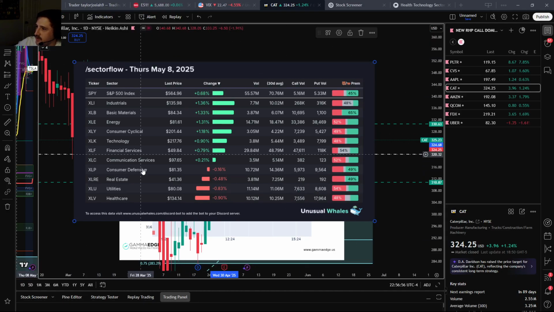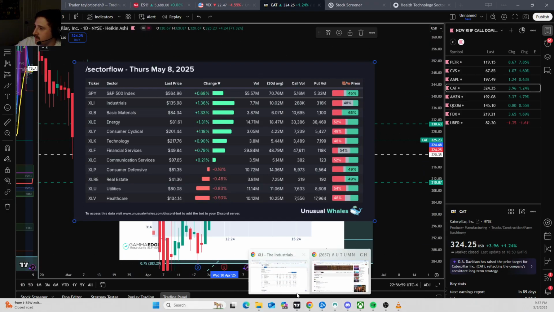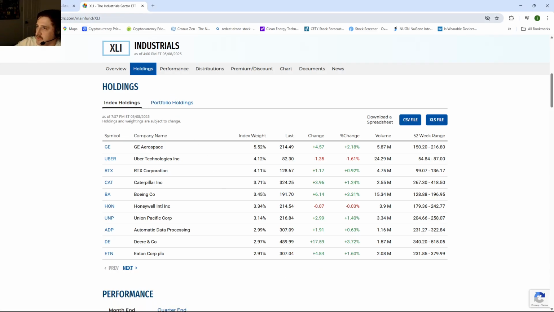So all I did is I looked at this, and then I went over to XLI. I went to Sector Spiders, and I liked Uber and CAT because generally they have a good amount of volume. I know traders like to trade these. We might swing these depending on what we see in the charts.